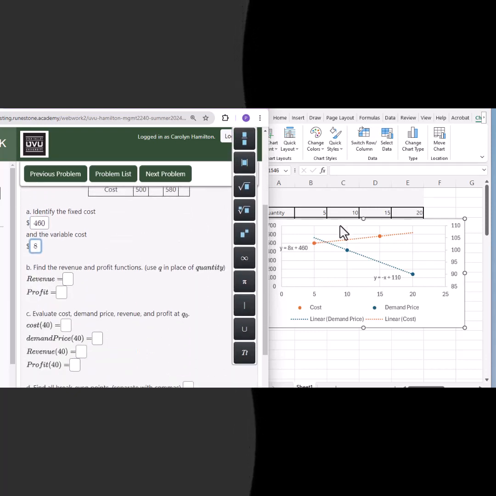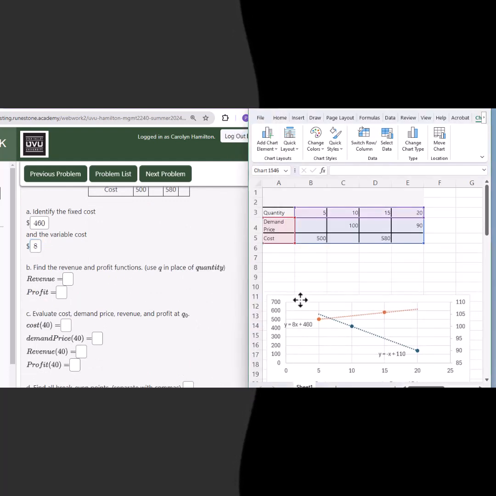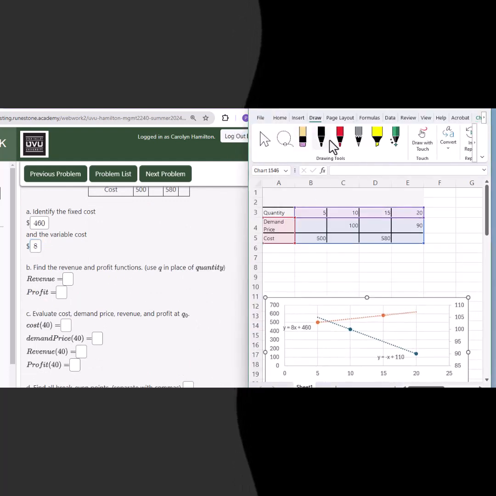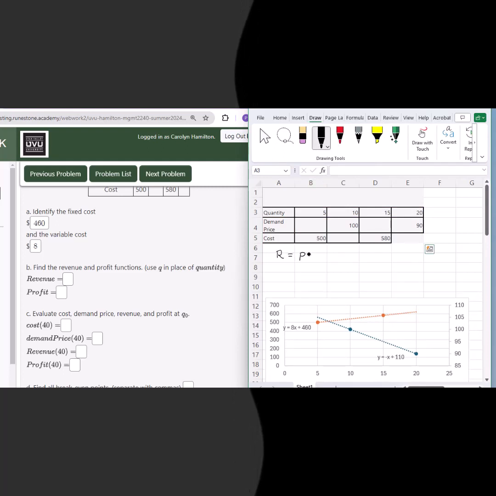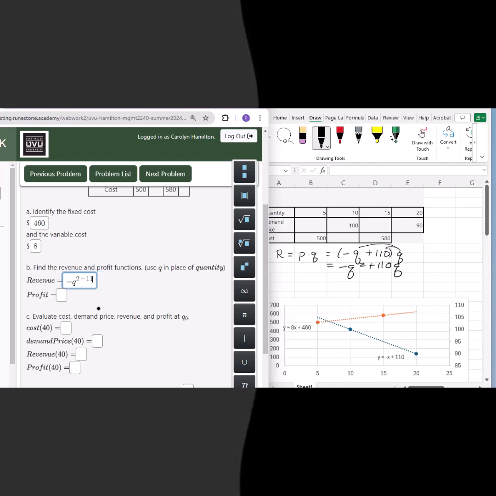Find the revenue and the profit functions. Let me bring in some paper here. So revenue is going to be price times quantity, but price is this function, negative x plus 110. So negative, swap out the x for a q, plus 110. That's the price, and then times by quantity. You could distribute this through. It's negative q squared plus 110q for the revenue function.